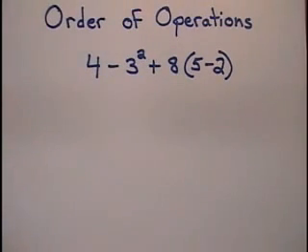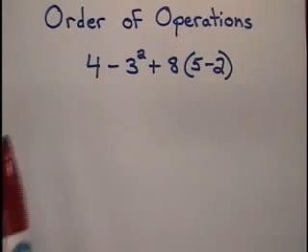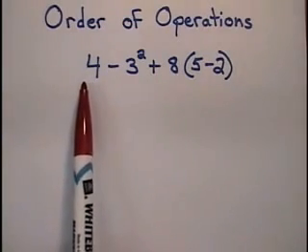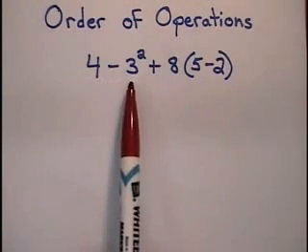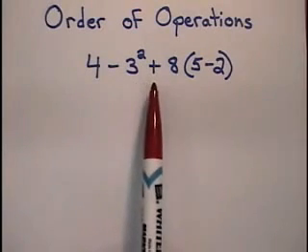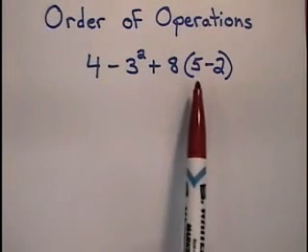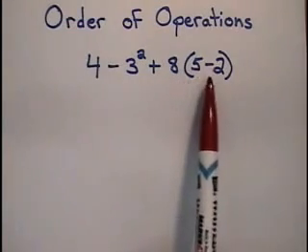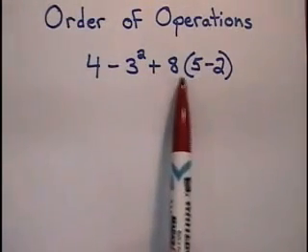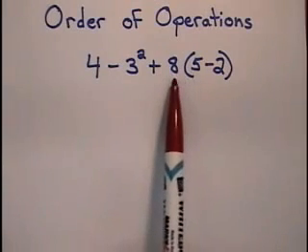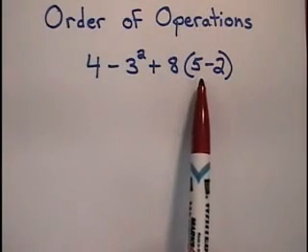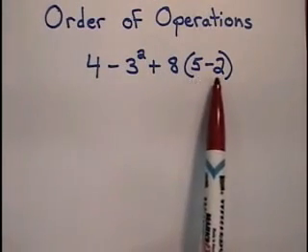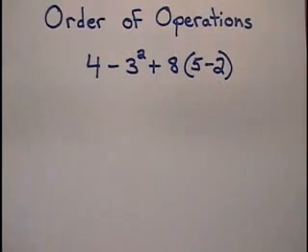When solving an order of operations problem, it's very important to take time to diagnose what steps you need to solve. In the problem that I've written here, you see 4 minus 3, that's raised to a second power, plus 8, then in parentheses a 5 minus 2. It's important to realize that the 8 written next to the parentheses in this fashion shows multiplication. The 8 is being multiplied by whatever the quantity inside the parentheses happens to be.